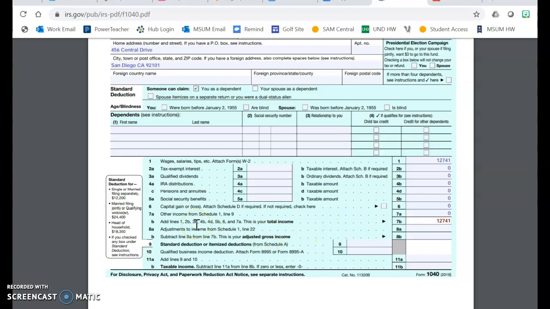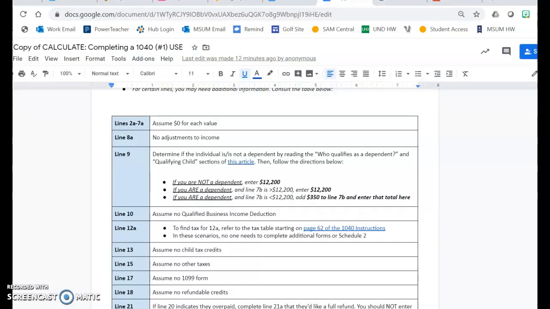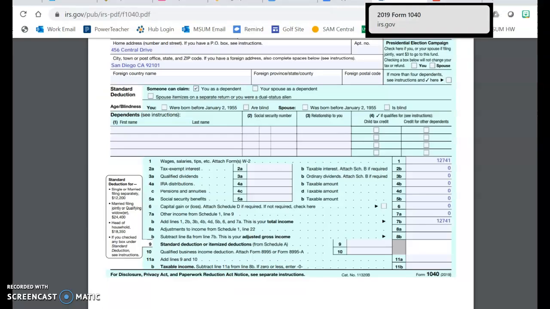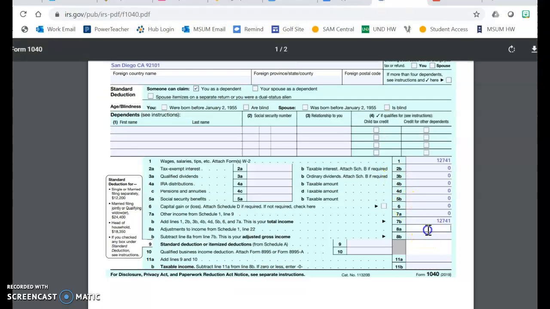Line 8A. So let's look at our sheet here and see if it says anything about 8A. It says no adjustments to income. So for 8A, we're just going to put 0. For 8B, it says subtract line 8A from 7B. So take 0 from 12,741. That's still going to be 12,741.